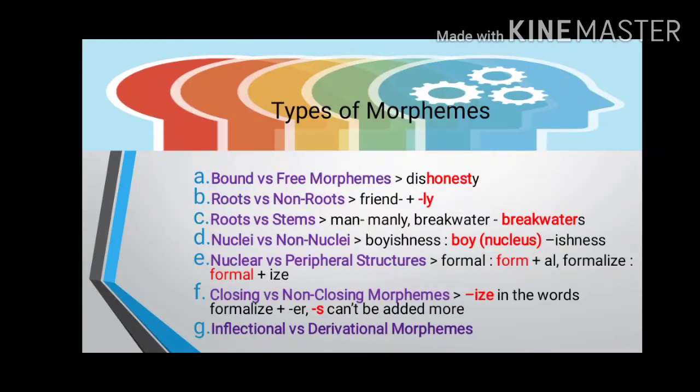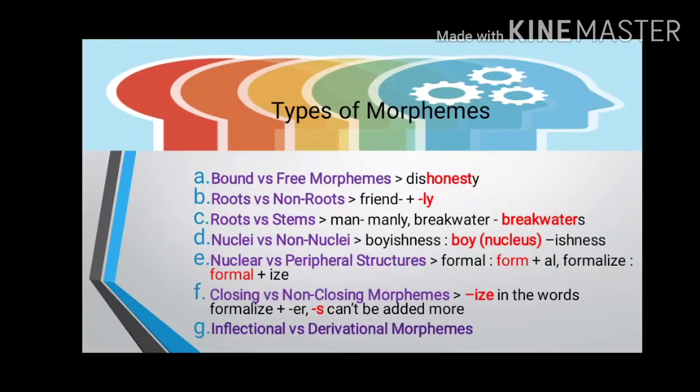Another thing here is nuclear and peripheral structure. So we have the word formal. Form is the center or the nuclear, then al is peripheral. Another term here is closing and non-closing morpheme.